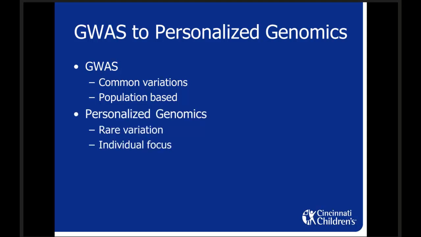And so one of the things that we're doing to try to find some of these missing genes is taking a personalized genomics approach where we can look for rare variations or novel variations in a very individually focused manner. And the way we're doing that is using trios, where we're looking at a mother, father, and a child that is affected with the phenotype that we're interested in.